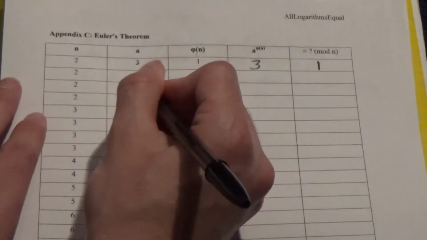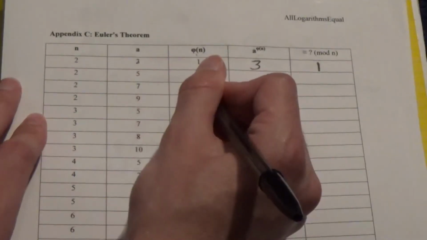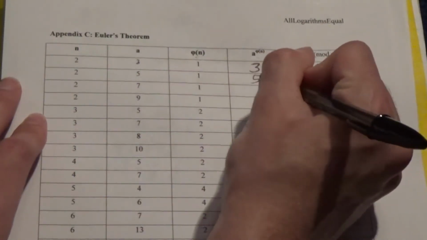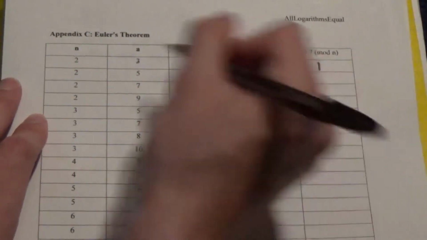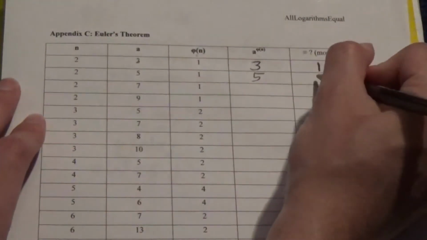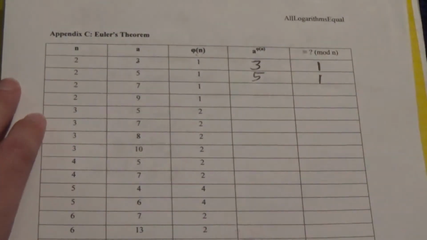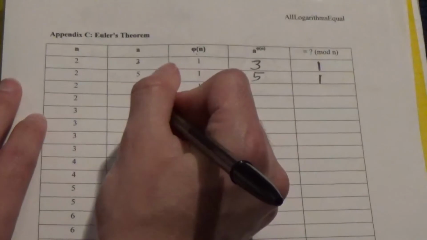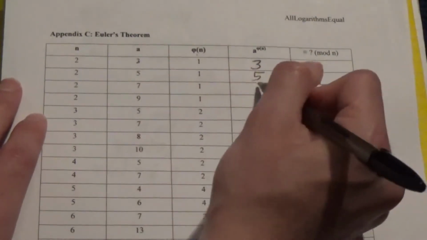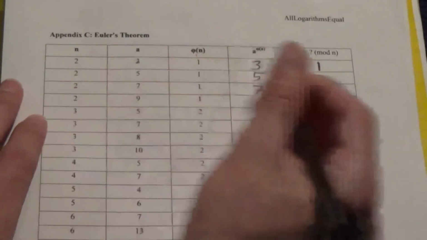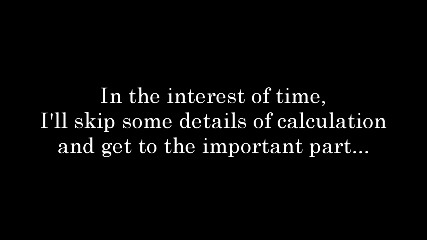In this next case, it's 2 and 5, so 5 to the first is 5, and 5 mod 2 is also 1. And for this next one, we have a to the phi of n, so 7 to the 1, which is 7, and mod 2 is still 1. So you can see it's a similar phenomenon. In this column, we're still getting 1s. We're still following similar patterns so far.